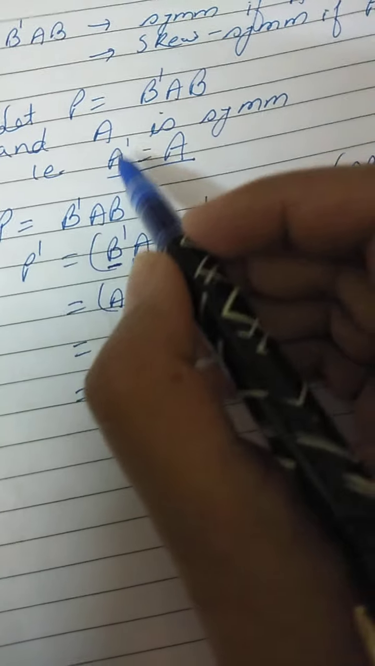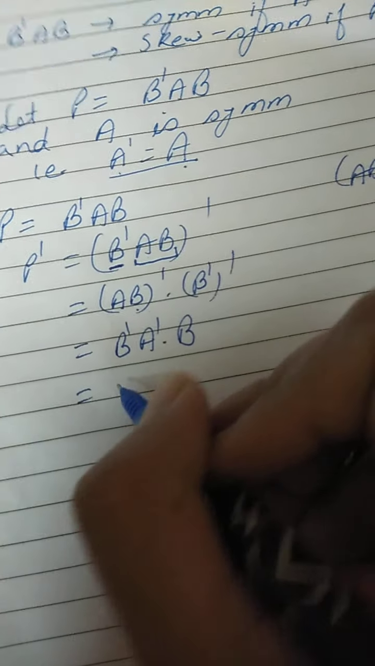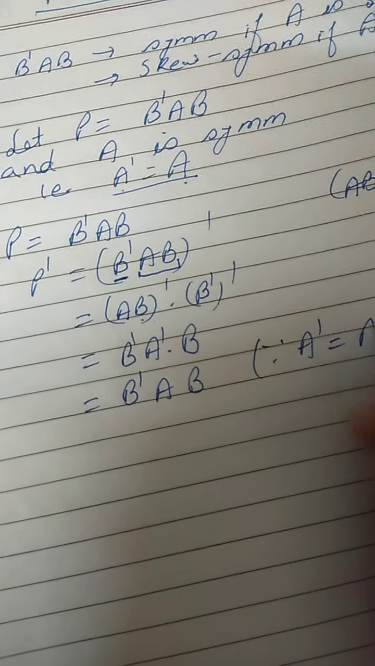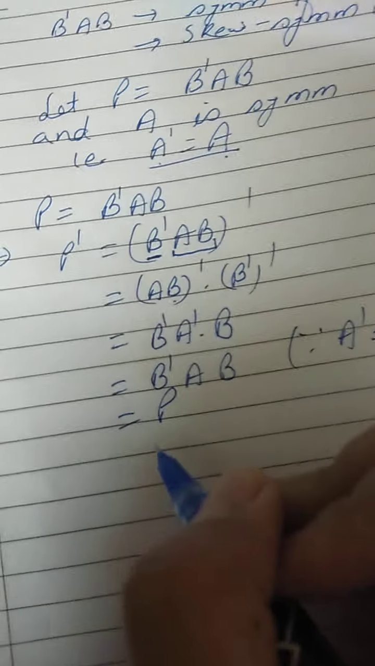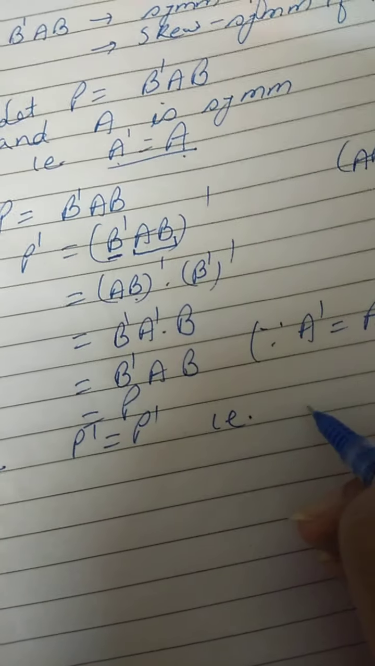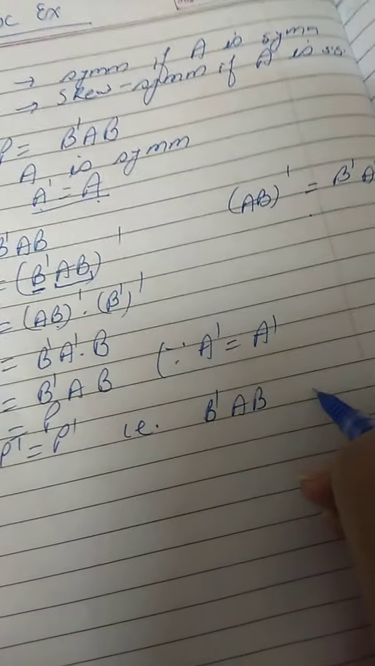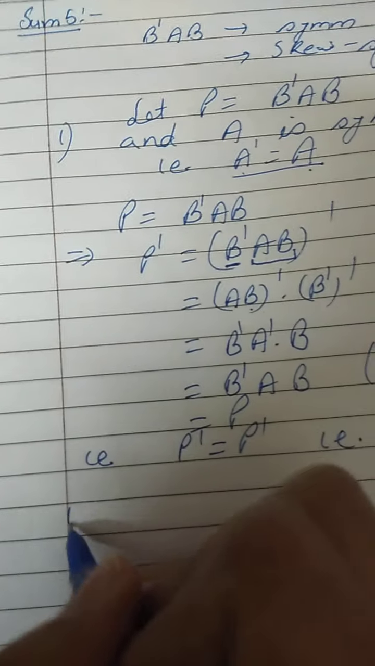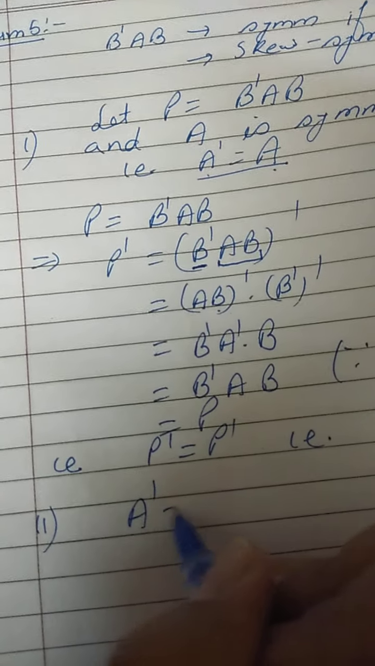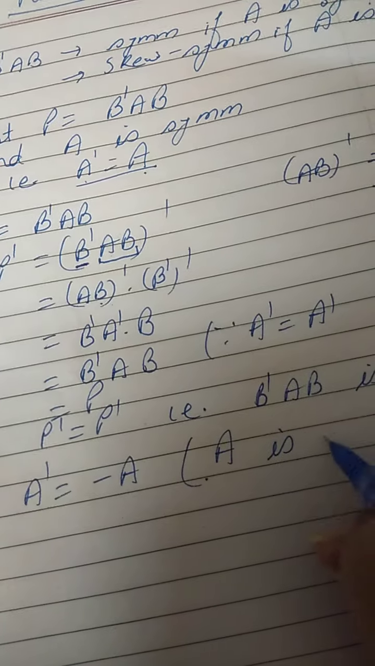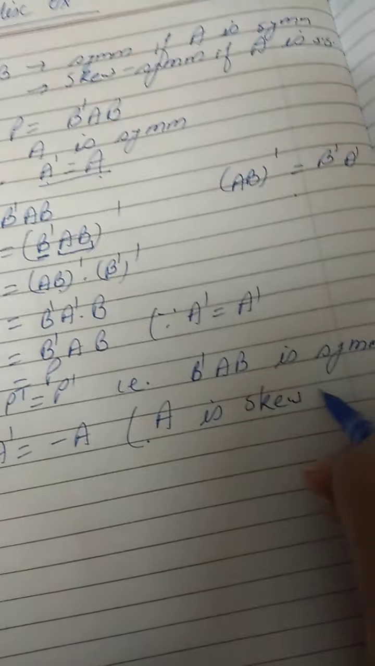So, we know A transpose is equal to A because A is symmetric, so it will come B dash AB, we will write down, because A transpose is equal to A, which is nothing else but P. So we have proved P transpose is equal to P, which implies B dash AB is symmetric, right? And in the second part we will take A transpose is equal to minus of A. What does it mean? A is now skew symmetric. A is now skew symmetric matrix.